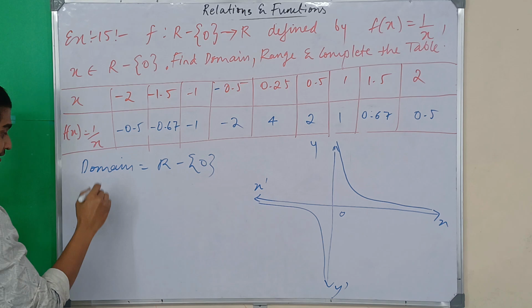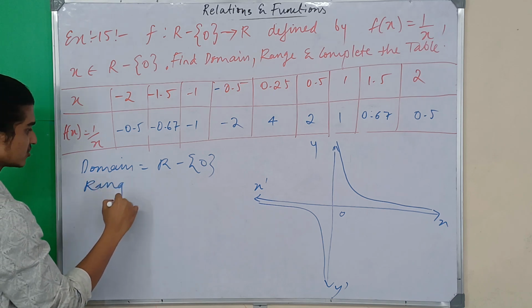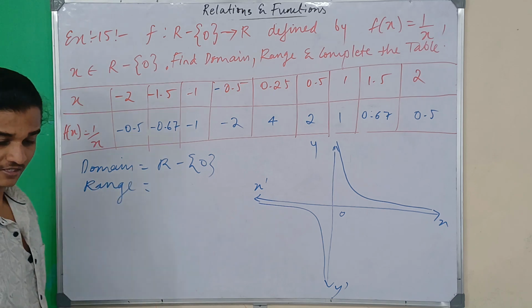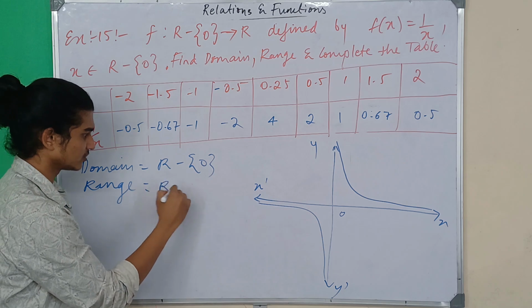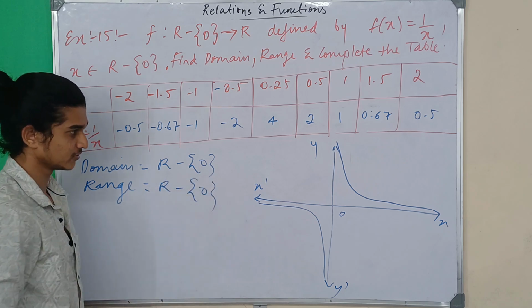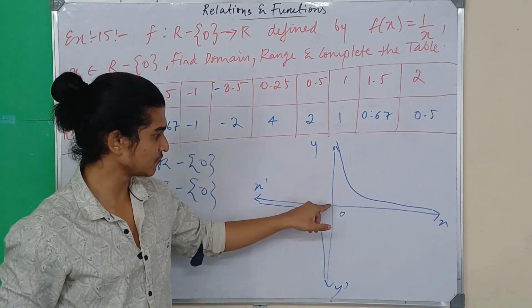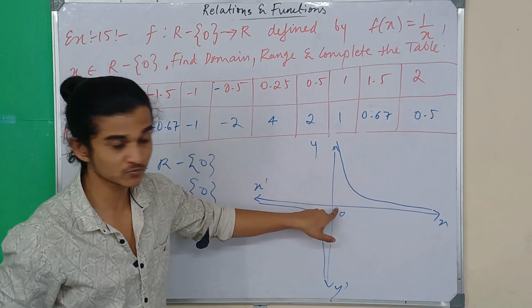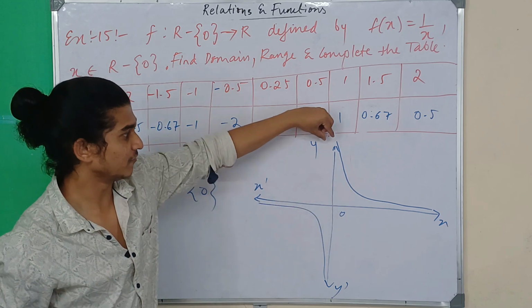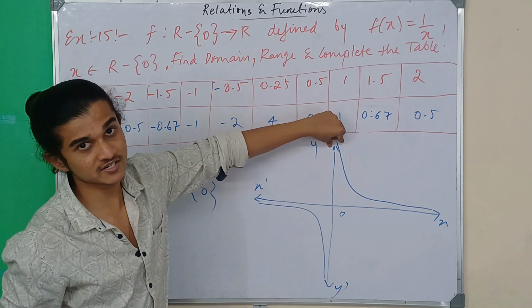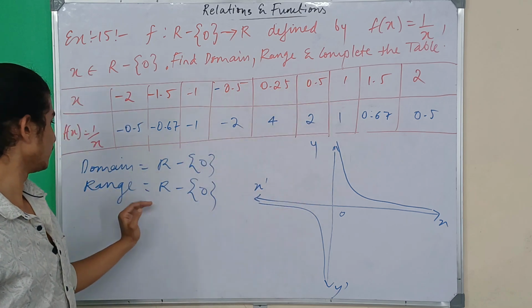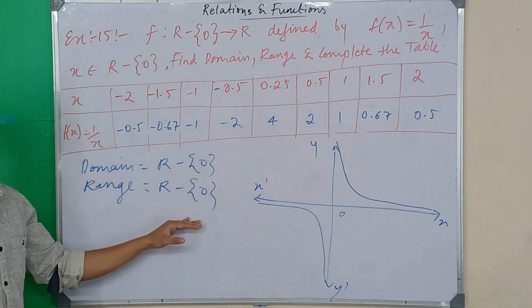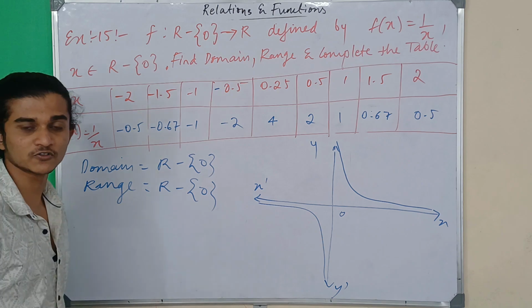And the next thing is range. We are supposed to find the range. For range, the range is also the same thing. Why? Because we are never going to obtain the exact value of 0 for y. As you put smaller and smaller values of x, the y value is going to become larger and larger. Because of that, the range is also R minus 0. So this was this problem. Let us move on to the next one.